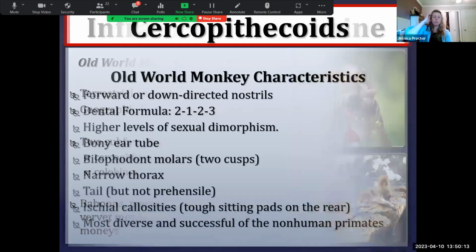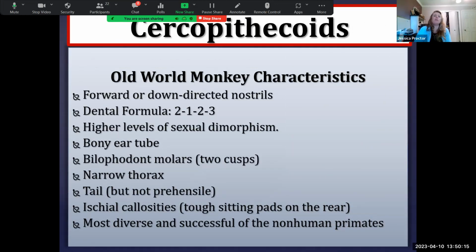All right, so the Old World monkeys are called the cercopithecines. So that one's probably the most difficult one to pronounce, but I do recommend that you practice pronouncing these words. Their anatomical features, so they have forward or down directed nostrils. They do not have laterally directed nostrils like the New World monkeys do.